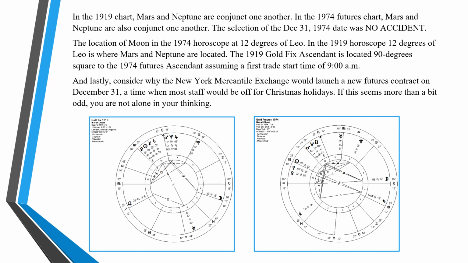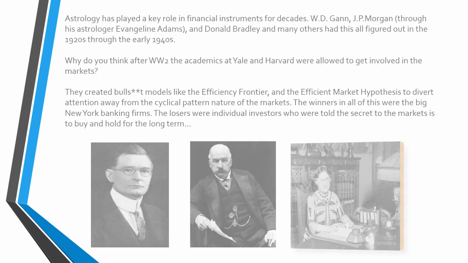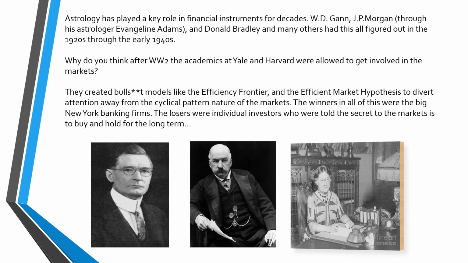But the average person on the street doesn't understand astrology. They don't understand what's going on. But the bankers in London know what's going on. The bankers in New York know what's going on. And certain big hedge fund players know what's going on. It's all cyclical patterns based on astrology. And in fact, astrology, in my opinion, has played a key role in financial instruments for decades now.